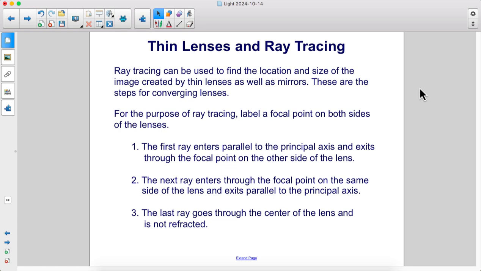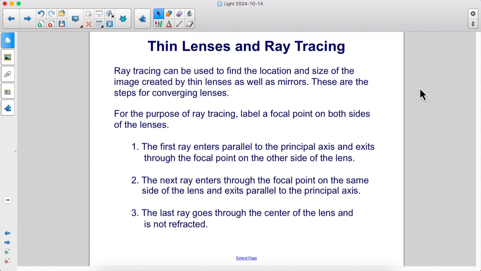Ray tracing can be used to find the location and size of the image created by thin lenses as well as mirrors. These are the steps for converging lenses. For the purpose of ray tracing, label a focal point on both sides of the lenses.